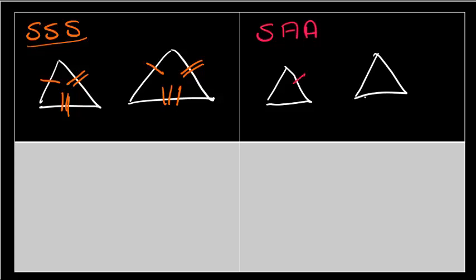So side would be any one of the three sides. You could say that side is equal to that side. Then you can tell me that that angle is equal to that angle, and you can tell me that this angle is equal to that angle.